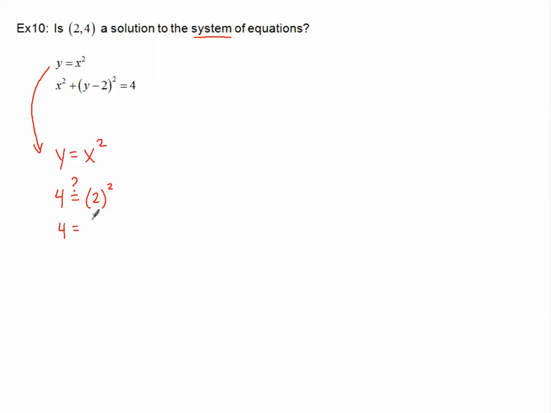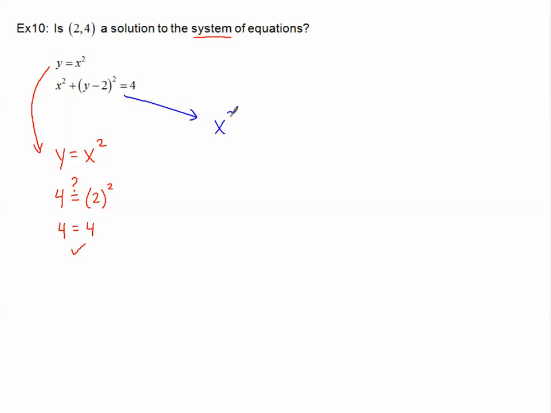This is pretty easy to see that 4 equals 4. That is true. Does that mean that this is a solution to the system? No. That means that this is a solution to this first equation. It means that it is a point that is on this equation. That's not a solution to the system. Remember, the system is where these 2 equations intersect. So this, to be a solution, must also work in the second equation.